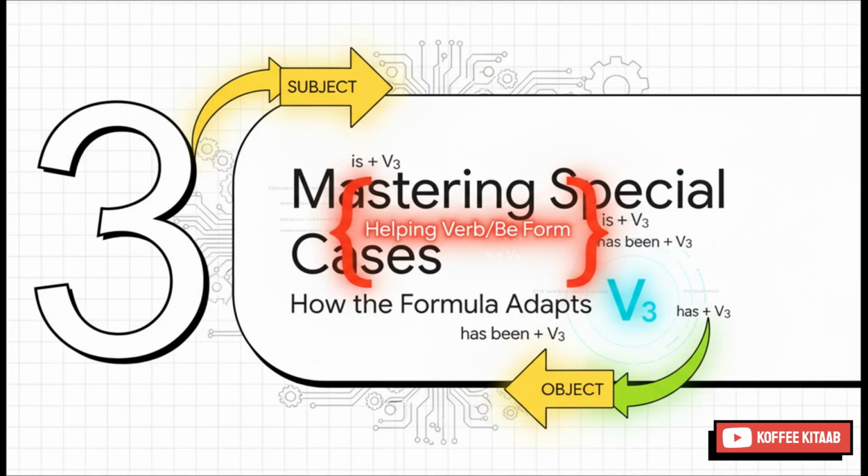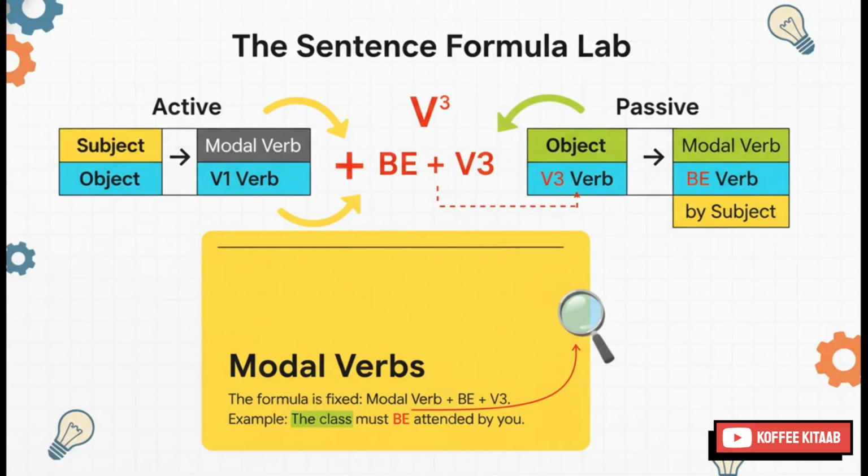All right, now that we've got the tenses down, let's look at a few special cases. And you'll see these aren't really new rules, they're just clever ways our main formula adapts. When you see modal verbs, words like can, should, must, the formula is so clean and consistent. You just keep the modal verb, add the word be, and then use your third form verb. You must attend the class turns into the class must be attended by you. It's predictable and works every single time.